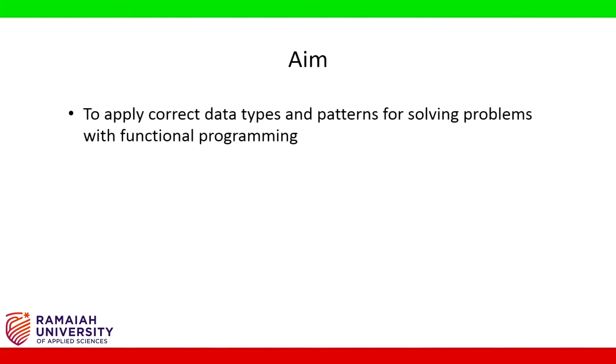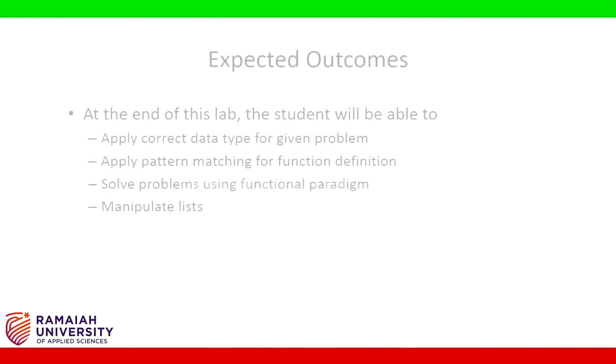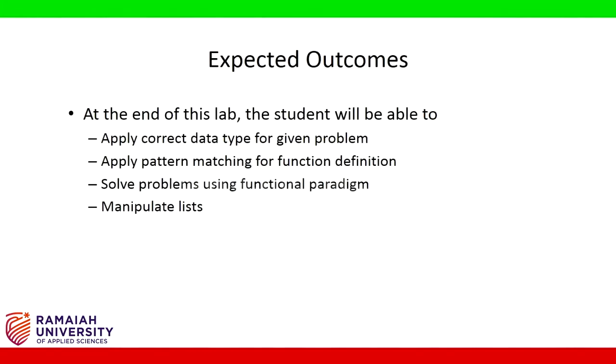The aim of the experiment is to apply correct data types and patterns for solving problems with functional programming. At the end of this lab, the student will be able to apply correct data type for given problem, apply pattern matching for function definition, solve problems using functional paradigm, manipulate lists.